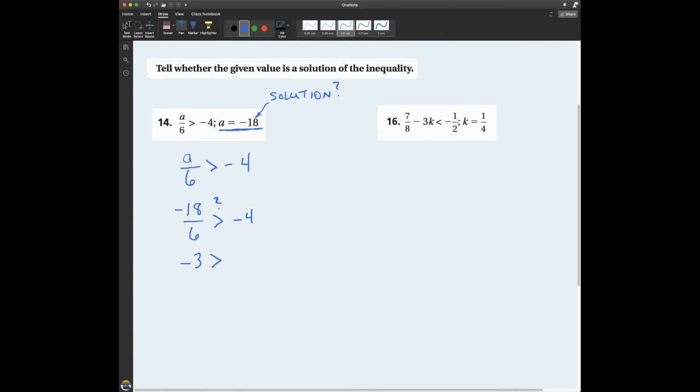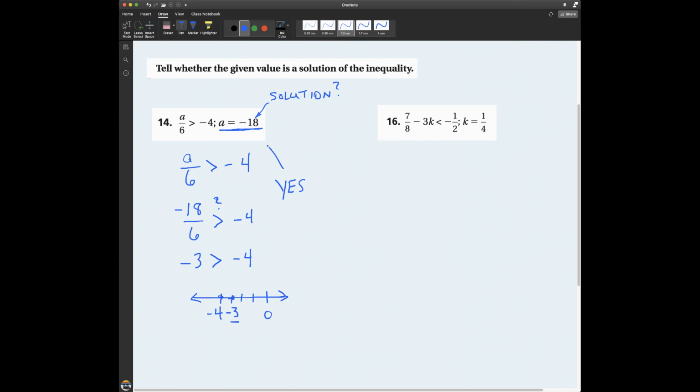Is negative 3 greater than negative 4? We can look on a number line if we don't know the answer. Hey, use a number line, that's helpful. So here's 0, that'd be negative 1, negative 2, negative 3, negative 4. Oh, well, there you go, I just answered the question. Here's negative 4 right here, and here is negative 3 right here. And clearly, negative 3 is greater than negative 4. So to answer this question, the answer is yes.